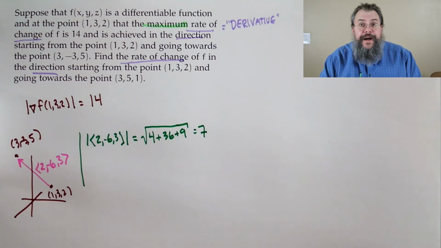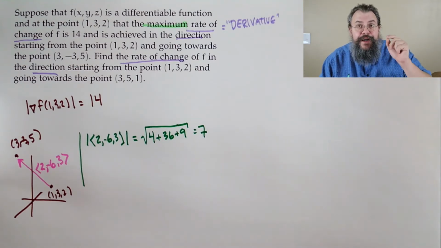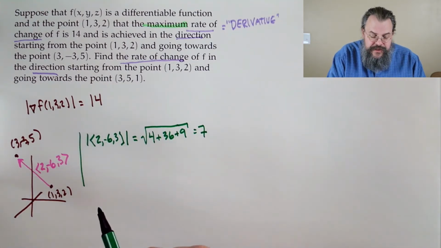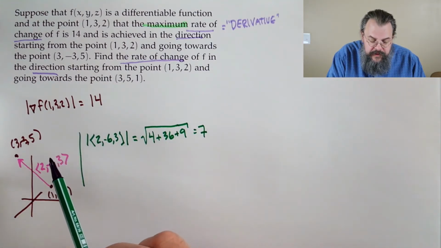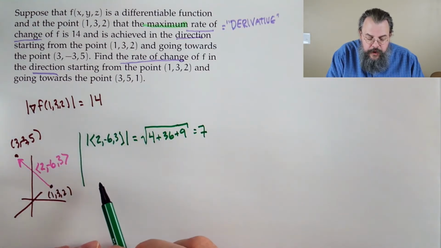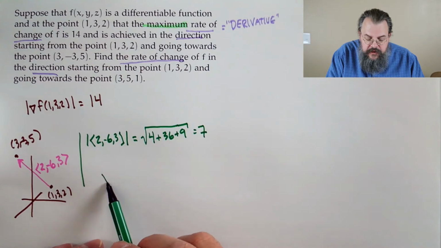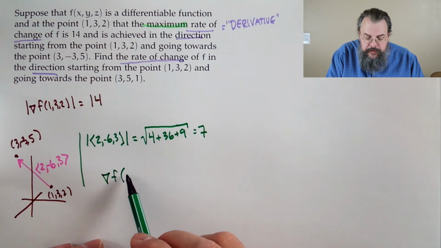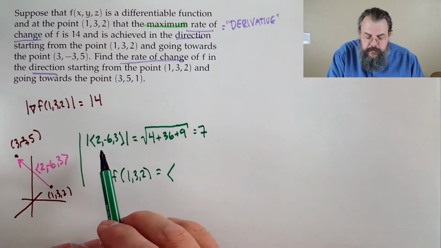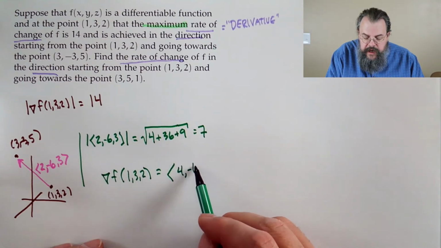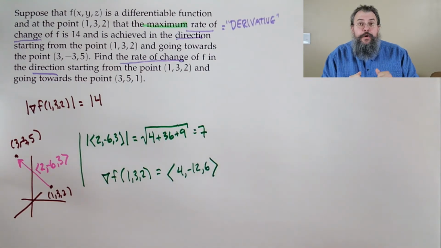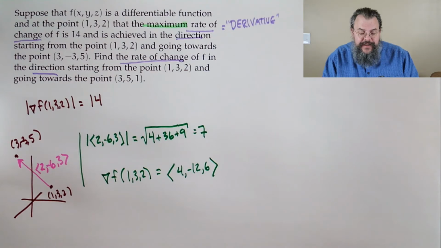But what do we scale by? We scale by 2, right? To get from 7 to 14 multiplied by 2. So, putting this information together, the direction information, the magnitude information, we come to the conclusion that the gradient of f at the point 1, 3, 2 is equal to, doubling here, 4, minus 12, 6. All right, fantastic. We now have our gradient.